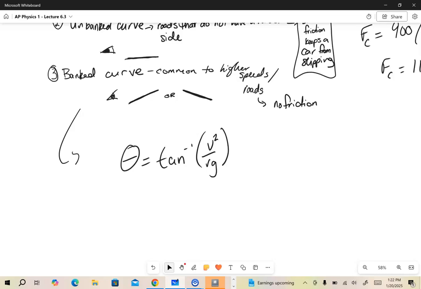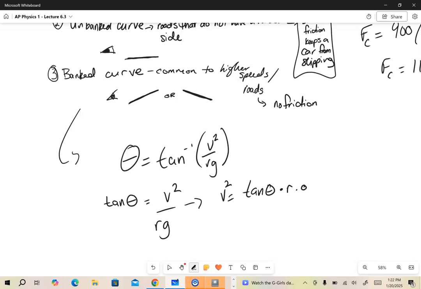Now, could we theoretically rearrange this to solve for v? Absolutely. That should be something you feel pretty comfortable doing. But if not, just backtracking, we essentially get this by taking the tangent of both sides, v squared over rg. Then if we're solving for v, we're going to move these things over. I get v squared equals tangent of theta times rg. Take the square root, and v equals the square root of the tangent of theta times r times g.